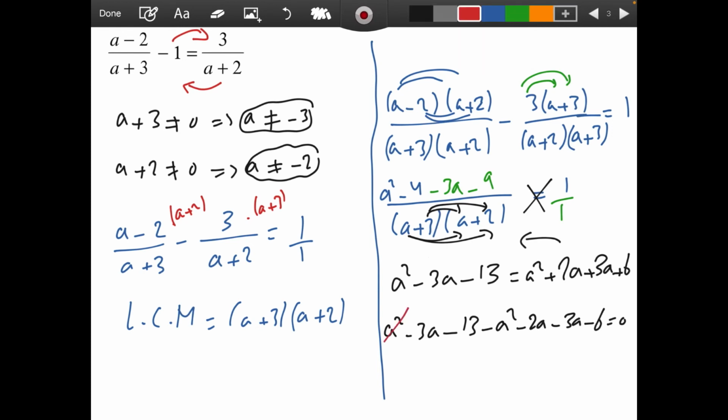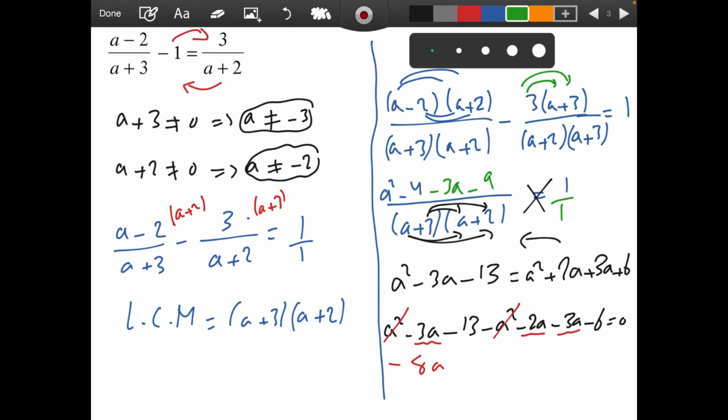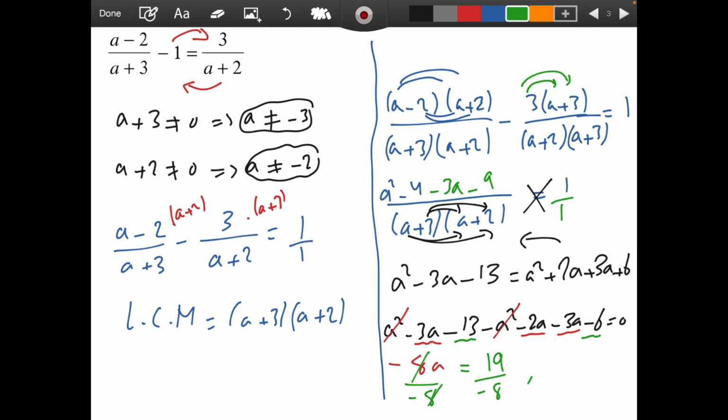Combine like terms: a squared minus a squared, minus 3a minus 2a and minus 3a is negative 8a. Negative 8a, negative 13, and negative 6 is negative 19. Take it to the other side, it's positive 19. Divide by negative 8. We find a equals negative 19 over 8.